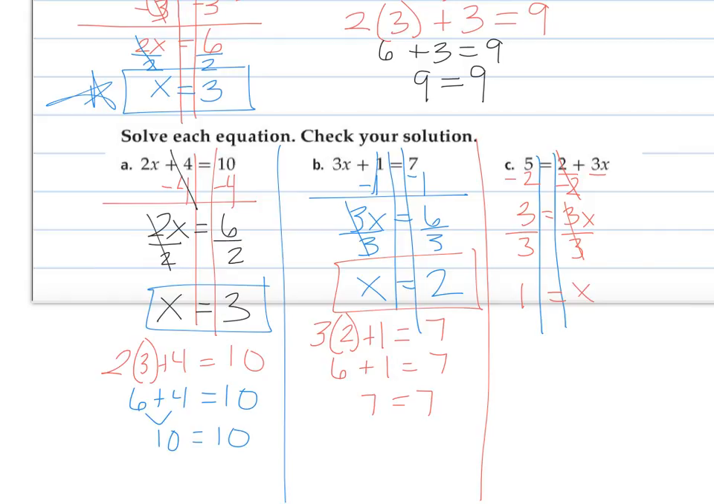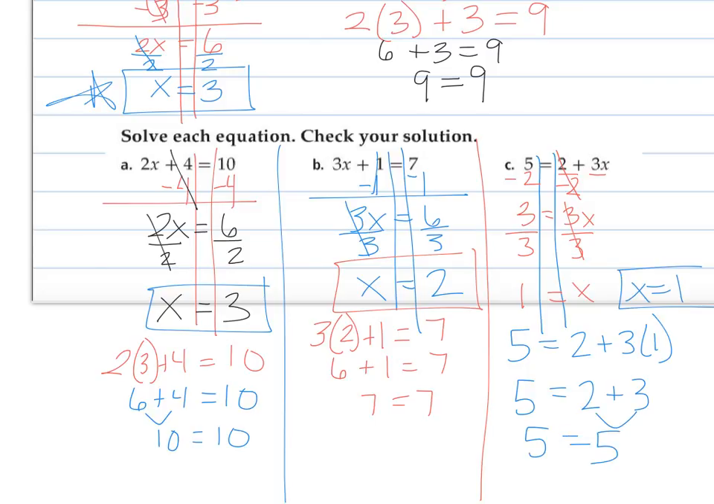Plug it in to check. 5 is 2 plus 3 times the number 1. 5 is 2 plus 3. 2 plus 3 is 5. So my solution, x equals 1, is true. I write my variable first.